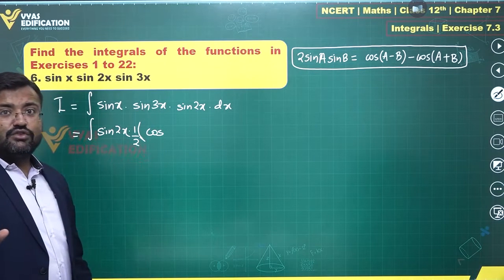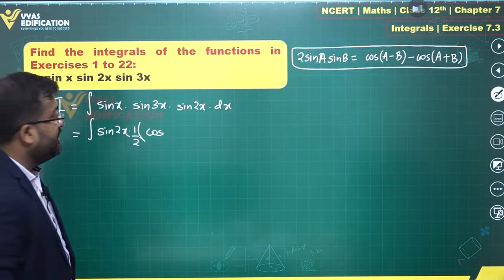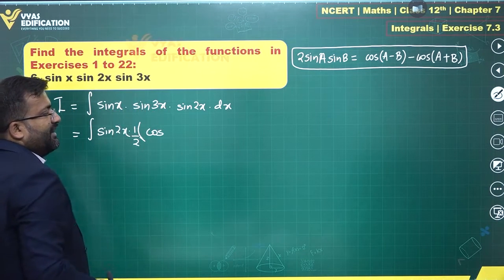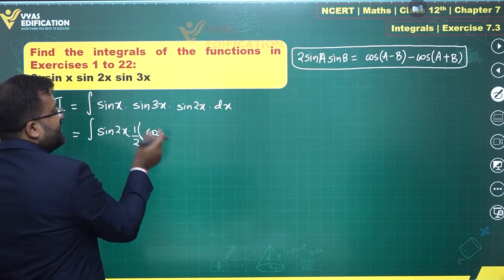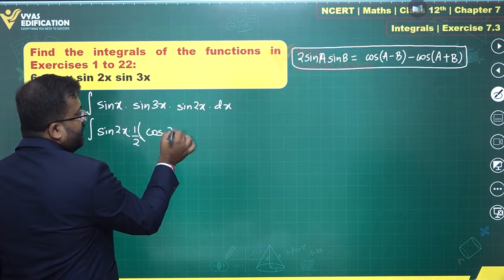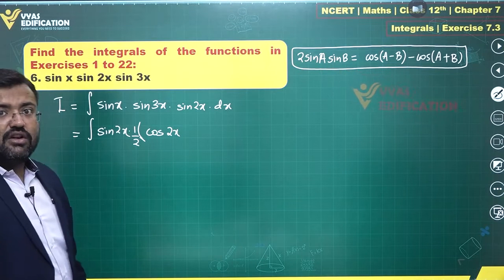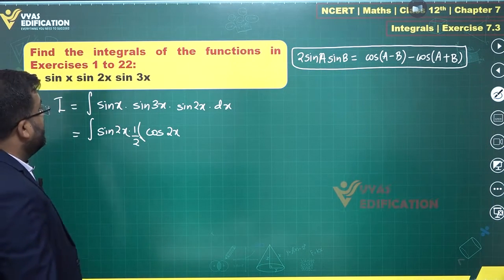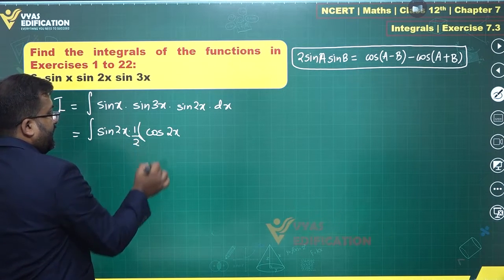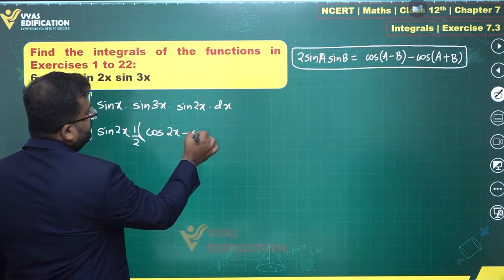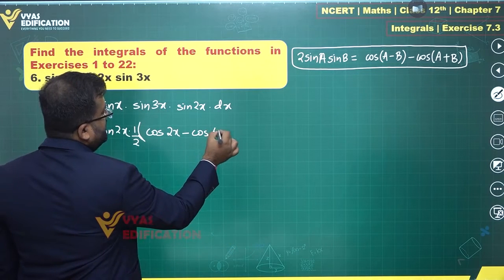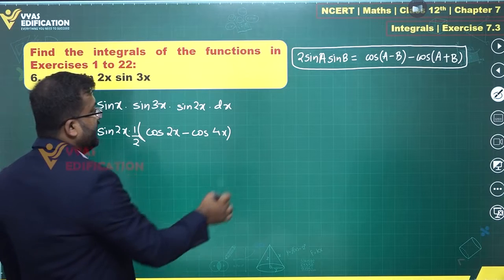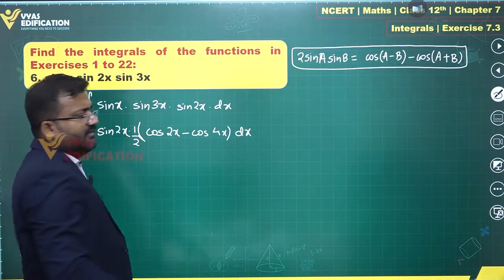Why am I saying the difference of these two? Because cos of A minus B or B minus A will not make a difference. Similarly, A and B can be interchanged between x and 3x. So minus 2x or 2x will give me basically cos of 2x or cos of minus 2x. Once again, cos minus theta is equal to cos theta. So this is what you get: cos 2x minus cos of the sum of these two, which is 4x. This is what I have, times dx. That seems okay.